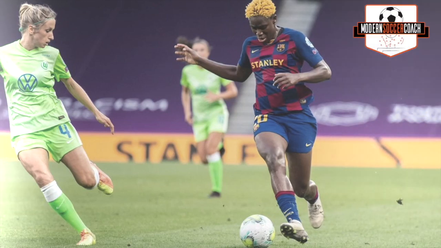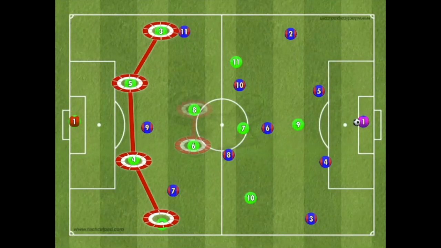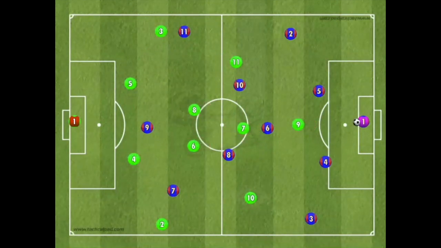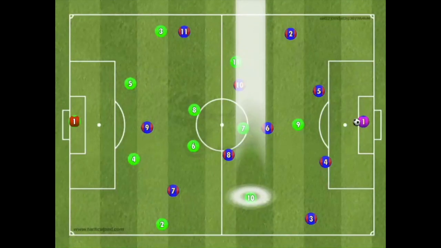So for this game, I want to look at Wolfsburg and their shape in a 4-2-3-1, and then in particular I want to look at the role of Svenja Huth, who's playing on the right, number 10.